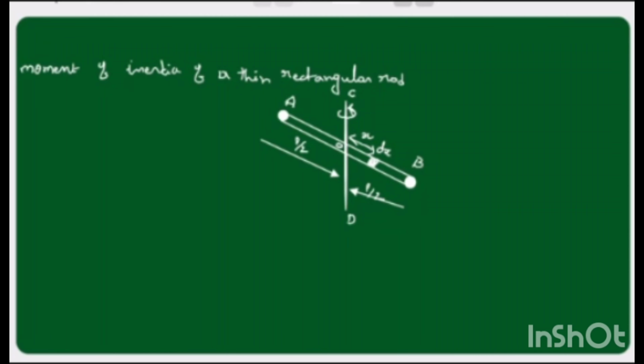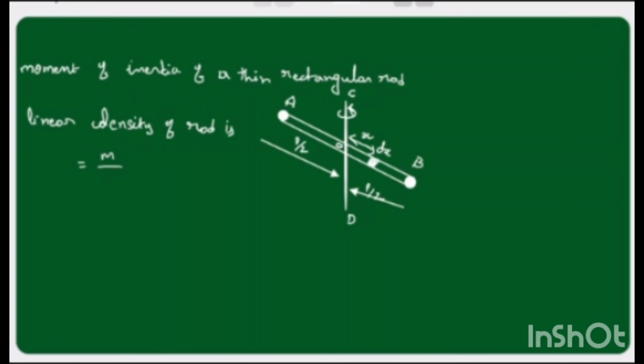So here AB is a rod. So a thin uniform rod we have considered. So the rotational axis passes through the center of the rod, along half of its length. So CD is here. You can see here CD is the rotational axis for the thin uniform rod. And the left side is having a length of L by 2 and the right side is also the same length of L by 2.